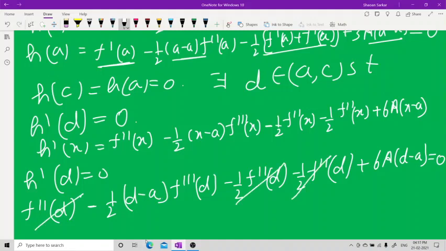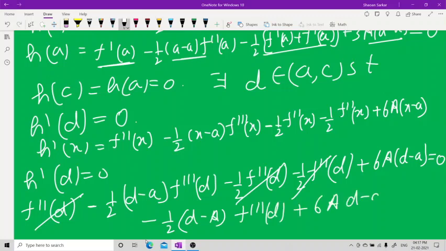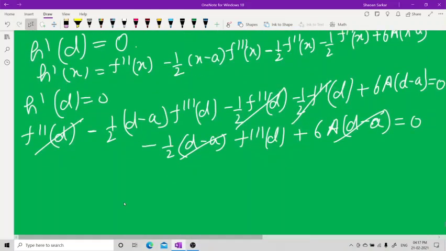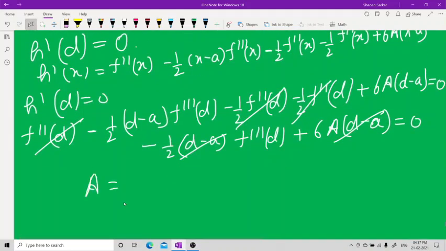So what are you left with? You are left with half (d minus a) f'''(d) plus 6a (d minus a). Sorry, this is d minus small a. Small a and d minus a, and this is equal to 0. Cancel this with this. So now you are left with a is equal to 1 upon 12 f'''(d). Now you have found a.